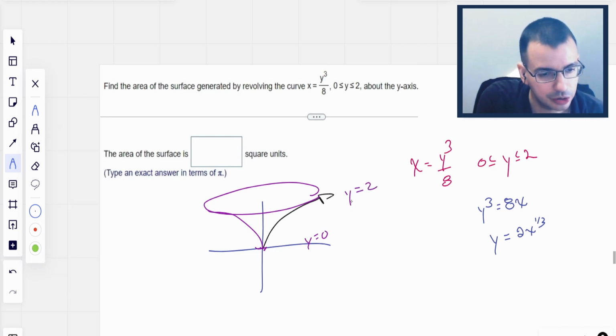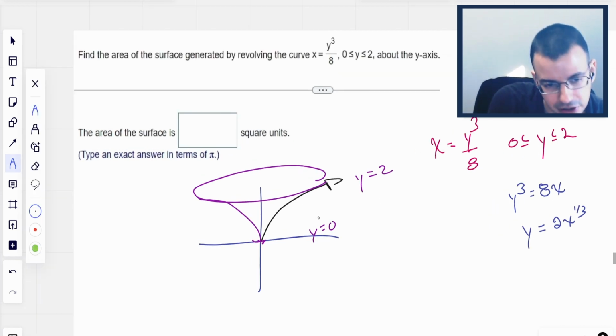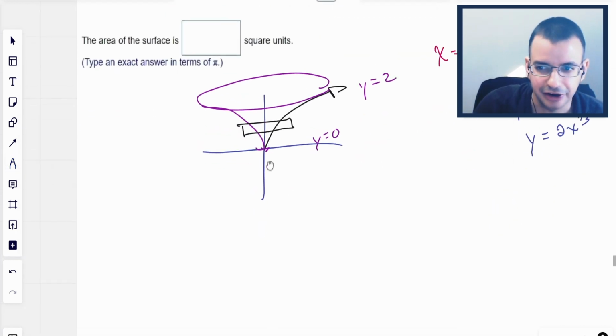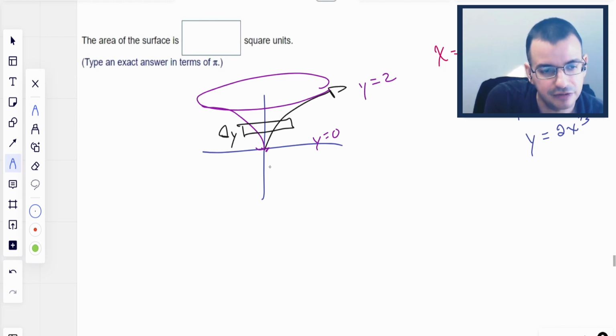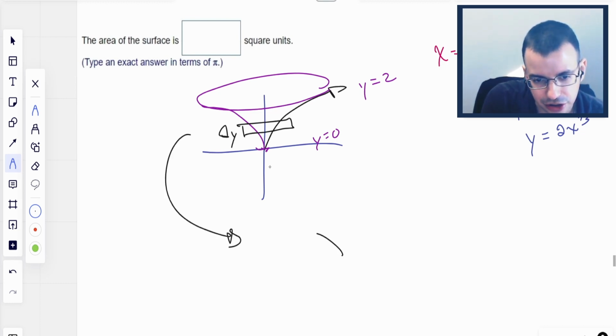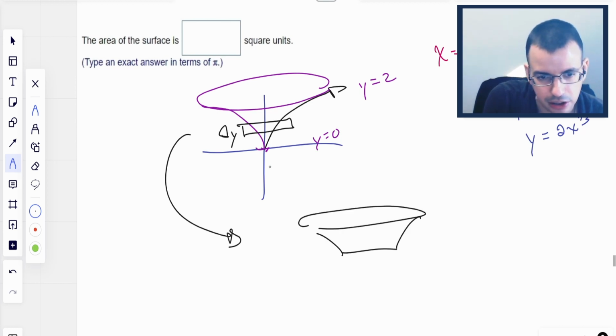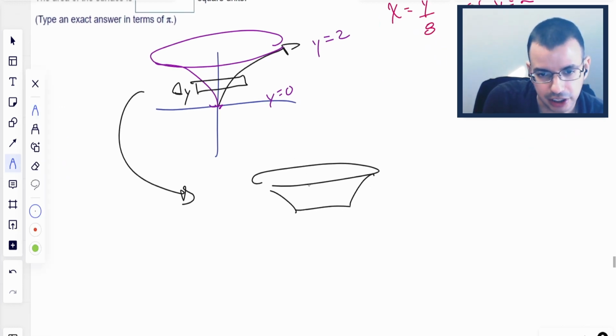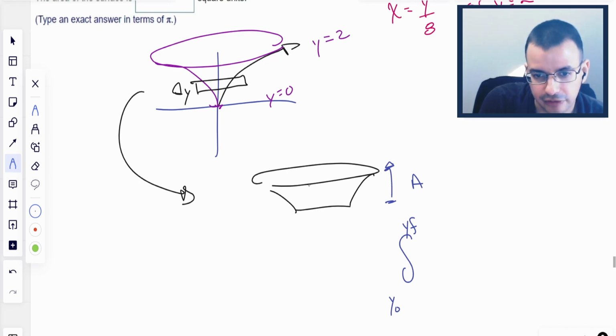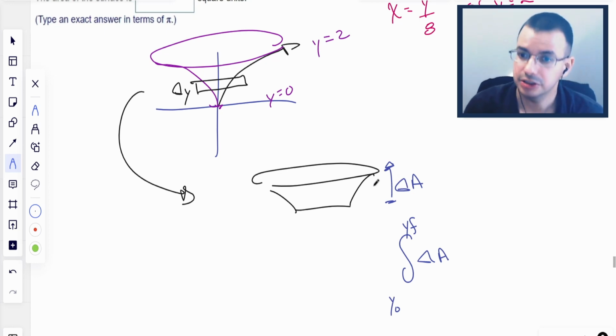And what I'm going to do is look at a small section of this. I'm going to use specifically that section right there. It doesn't really matter. And it's going to be height of dy. And so this section is going to look like this. And what we're going to do is find the area of this section right here, and we're going to integrate that area from the bottom to the top. So we're going to do from y initial, which is 0, to y final, which is 2, of a small bit of area. Yes, that's exactly what we're going to do.